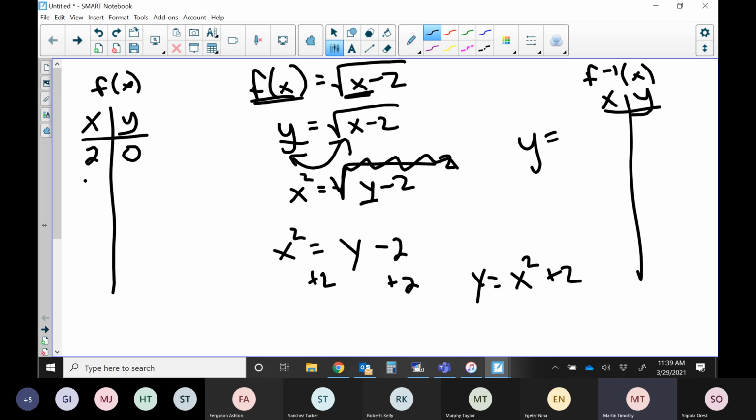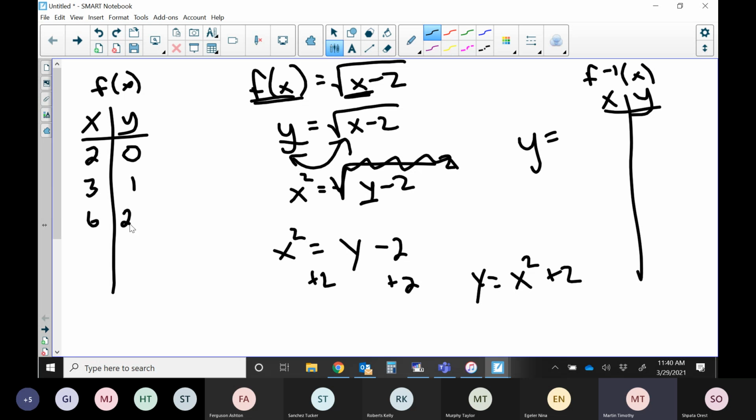The next number I would want to put in is a 3, because 3 minus 2 is 1, and I like the square root of 1 because it's 1. I would not want to put a 4 in there because 4 minus 2 is 2, and I don't want to deal with the square root of 2. Same with 5. So the next one I'd plug in is 6, because 6 minus 2 is 4 and the square root of 4 is 2. So I'm picking nice, pretty easy numbers. And that's good enough for me to check.